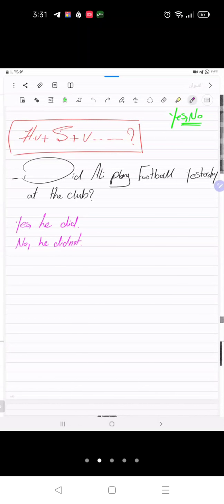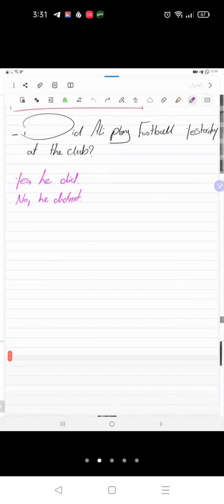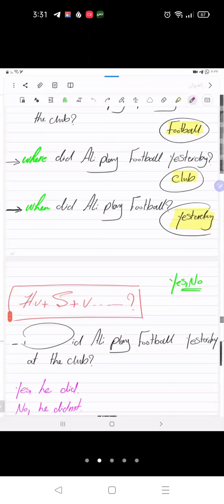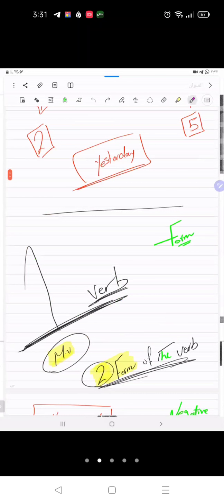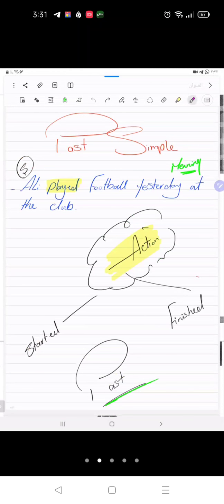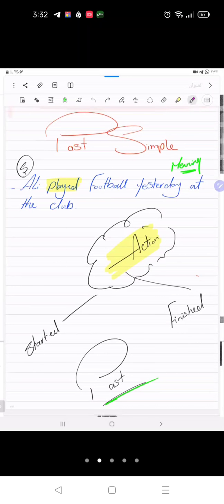Okay? We still have two things talking about the past simple. Ali played football yesterday at the club. At the beginning of the session, I asked you a question: where is the subject here? And you told me this is Ali. So is it passive or active? I'm talking about the whole sentence.